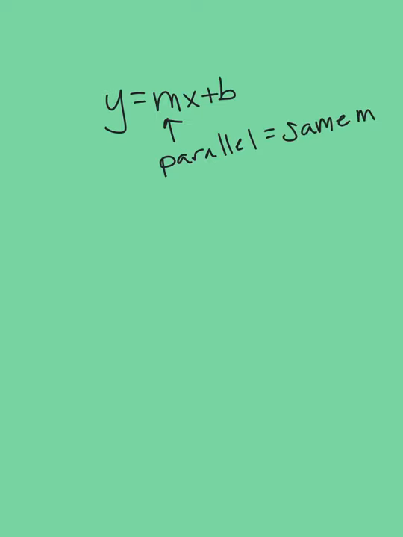Now we're going to talk about parallel and intersecting lines when they're in an equation. So we have the equation y equals mx plus b that we've been working with. For them to be parallel, the m has to be the same. So parallel is the same m. So in the equation y equals 3x plus 2 and y equals 3x minus 7, your m is the same.